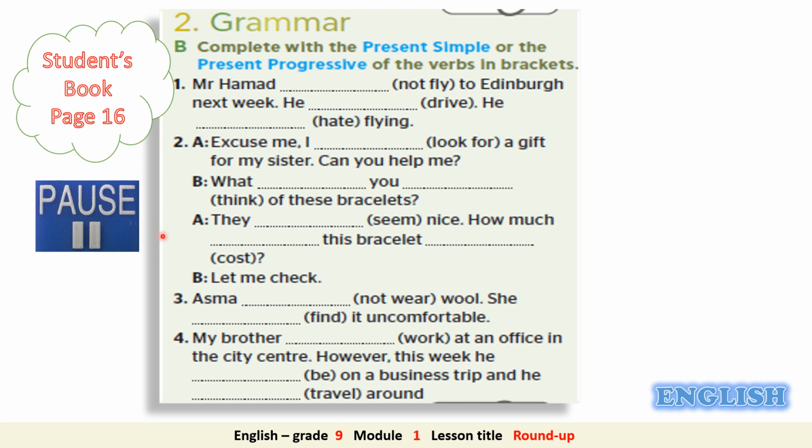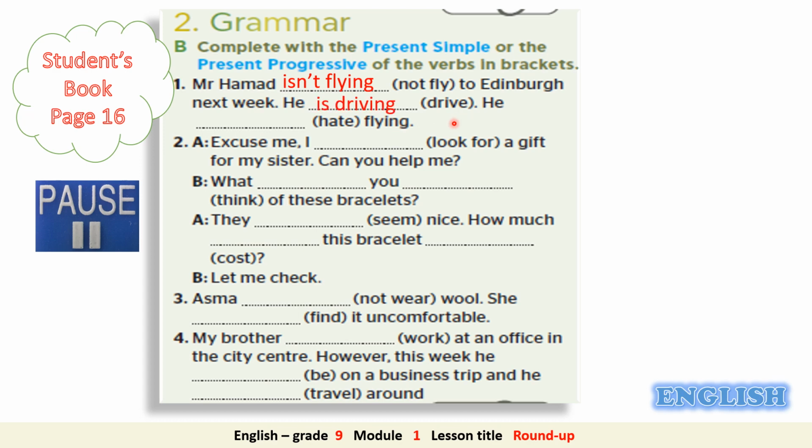Okay, now let's do it together. Mr. Hamad fly to Edinburgh next week. What do you think? Excellent. Is not flying. Why? Because we are talking about next weekend, which is future arrangement. So we use present progressive. He drive.